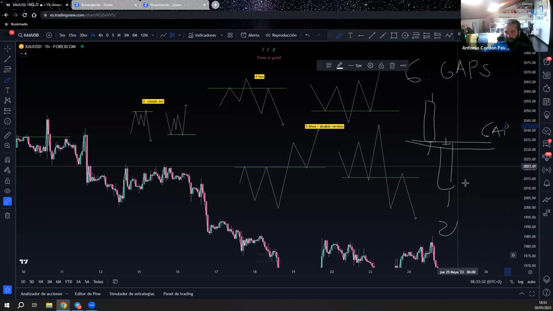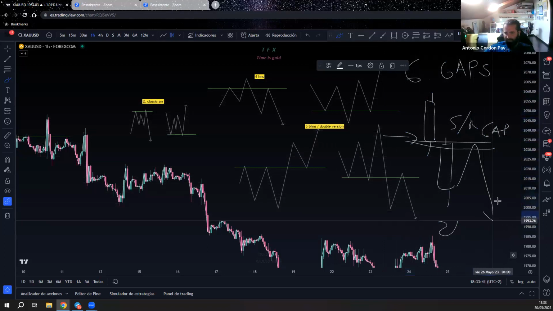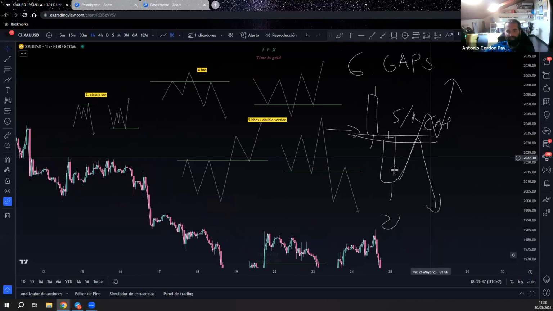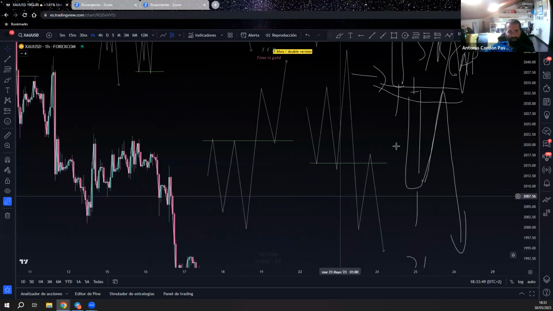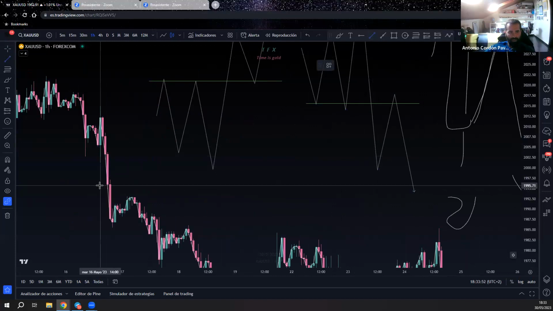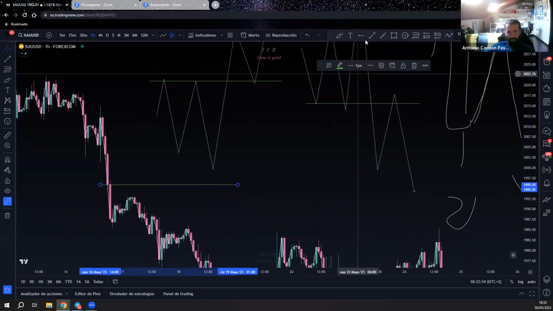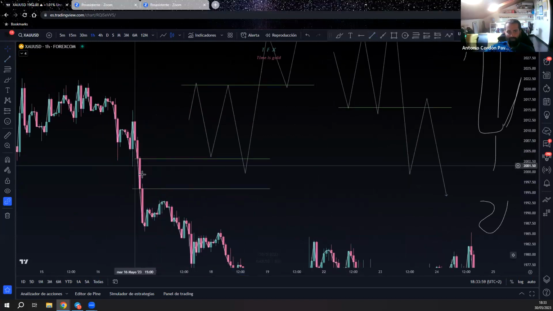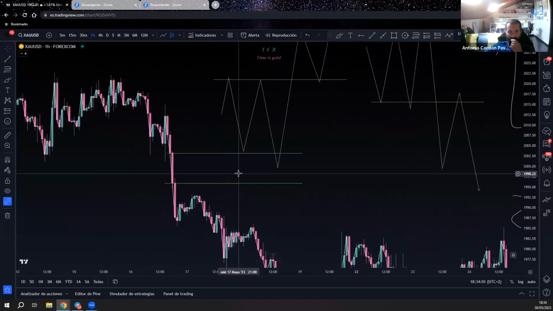Okay, so we have to find this place like support and resistance, and we have to expect the price to bounce from here, and then break, and then bounce from here. This is very easy to find, gaps in H4 and H1. For example, here in H1 we have this gap, and we have this gap. I'm not going to go deep into which gap is better.